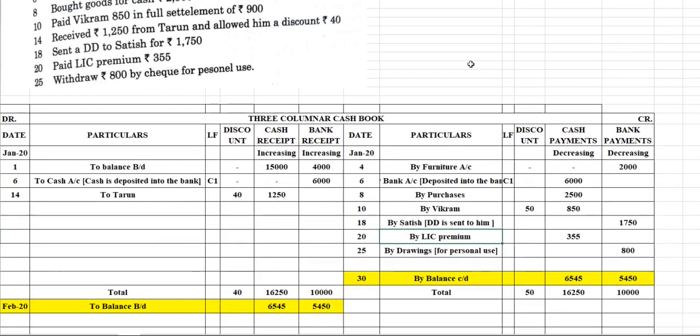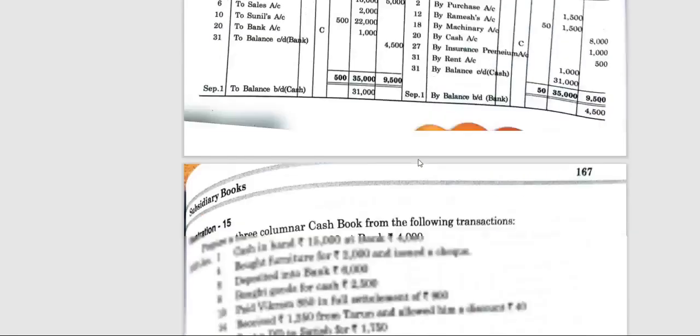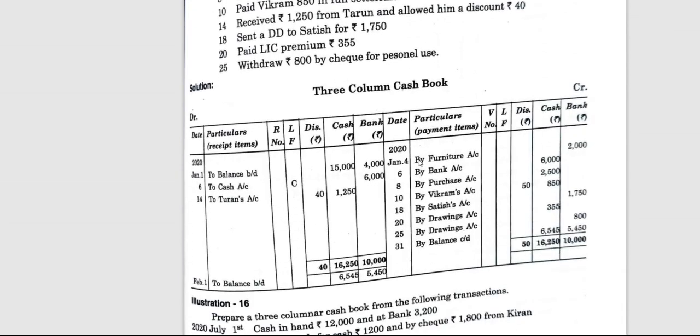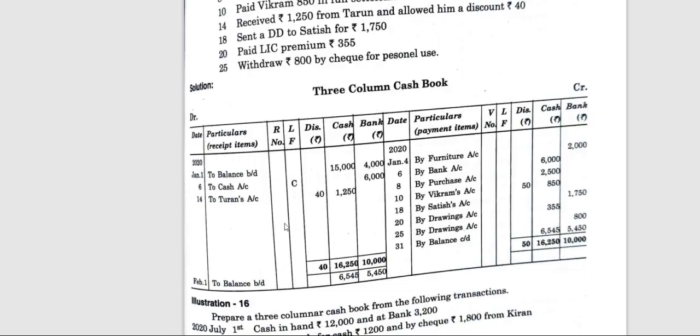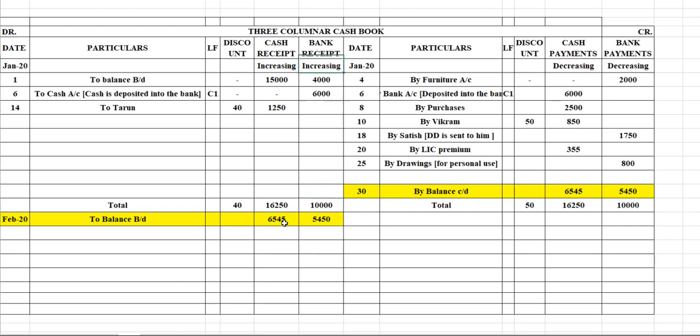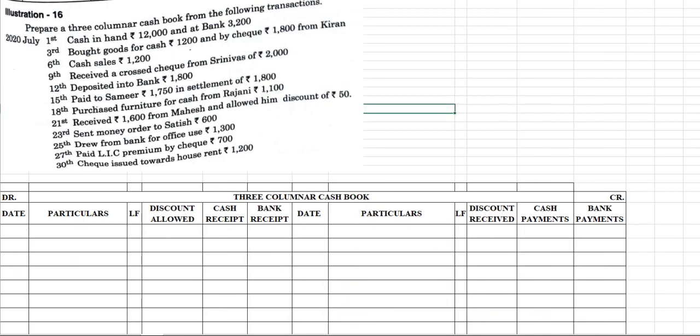Which illustration had I taken here? Illustration 15. See here, Illustration 15. The answer is 6,545 and 5,450. Yes. So the same thing I have solved, but might be I have solved it more simply than what is there in the textbook. So it is better you watch the video, learn it and observe what I am doing properly. Okay. Next, we will go to another problem, illustration 16.